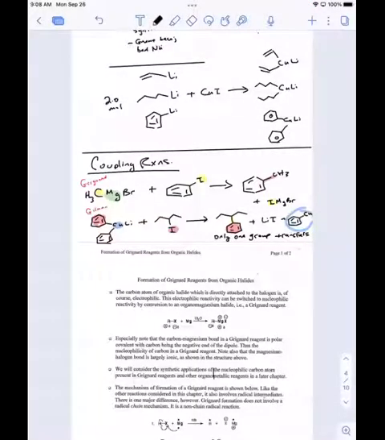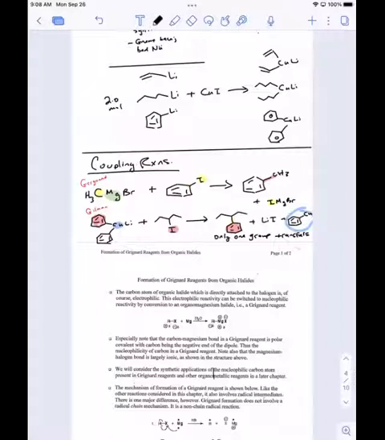We left off talking about two different types of organometallics: Grignard reagents, which are made with magnesium as the metal, and Gilman reagents, which are made with copper as the metal. So we talked about how to make them.